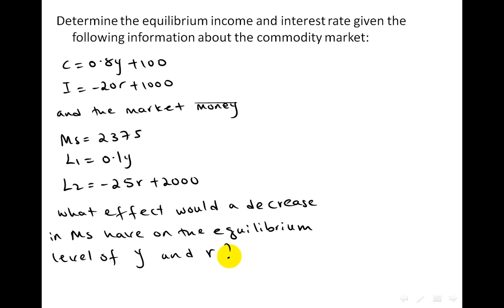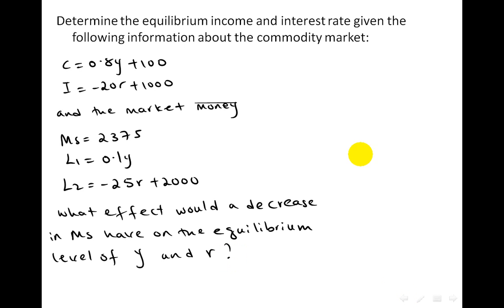Okay, so determine the equilibrium income and interest rate given the following information about the commodity market. It's given that consumption equals 0.8y plus 100 and I equals minus 20r plus 1000, and the money supply MS equals 2375, L1 is 0.1y, L2 is negative 25r plus 2000. So we're asked to find the effect of an increase in MS. What effect would a decrease in MS have on the equilibrium level of Y and r?